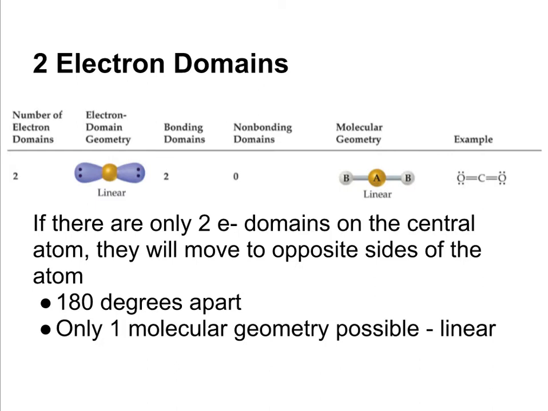If there are only two electron domains on the central atom, they're going to move to opposite sides of the atom. They're going to be 180 degrees apart, and there's only one molecular geometry possible, that's linear.